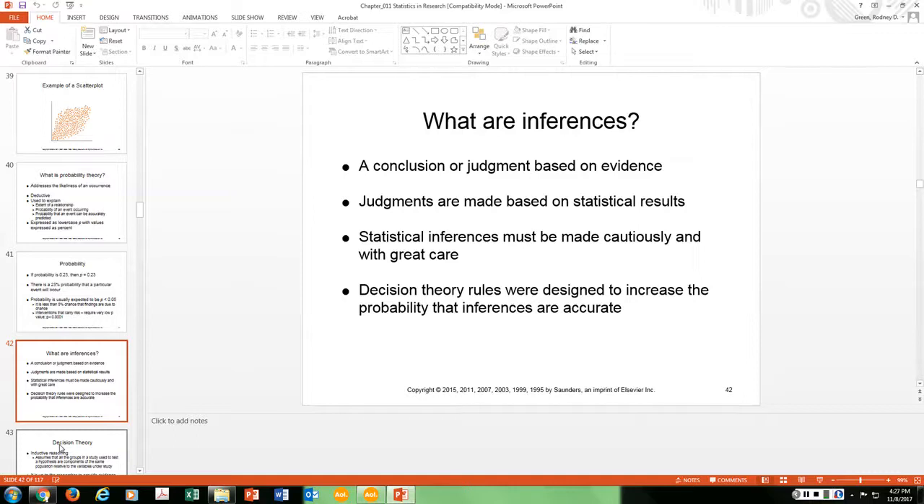So we're still talking about probability theory. What are inferences? An inference is a conclusion or a judgment based on evidence. Judgments are made based on statistical results. Statistical inferences must be made cautiously and with great care. Decision theory rules were designed to increase the probability that inferences are accurate.